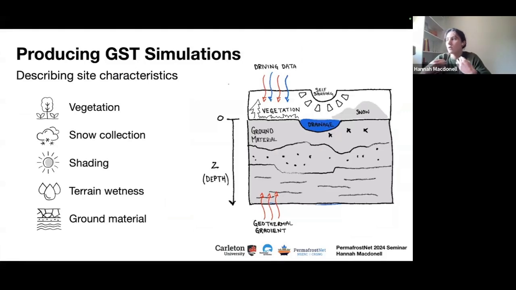In order to tailor GEOtop to each location of interest, GEOtop being the model that I used for my case study, you can use parameters. Parameters are the numerical way that we're describing a location. On the right, we see a rough drawing, a doodle, so to speak, of what components of the natural system were used here to generate estimates of ground temperatures. This is obviously a simplification, but for the purposes of this study, this included things like vegetation, snow collection, shading from surrounding topography, and also the drainage, so the terrain wetness at a location, in addition to subsurface ground materials.